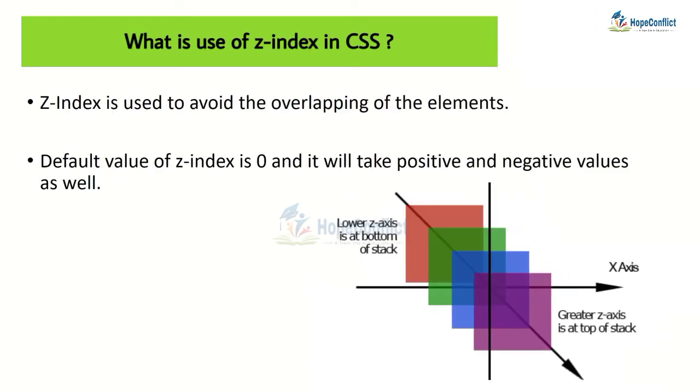What is the use of z-index in CSS? So z-index is used to avoid the overlapping of the elements. By default, the value of z-index is 0 and it will take positive and negative values as well. So if you want to position something over another element, we can use z-index -1.